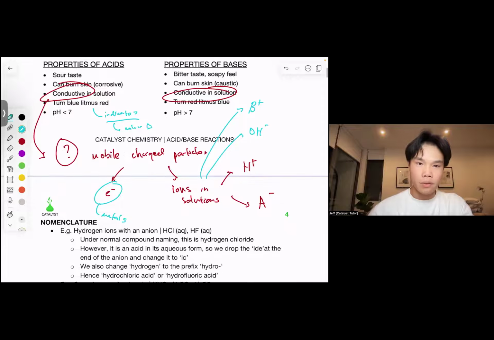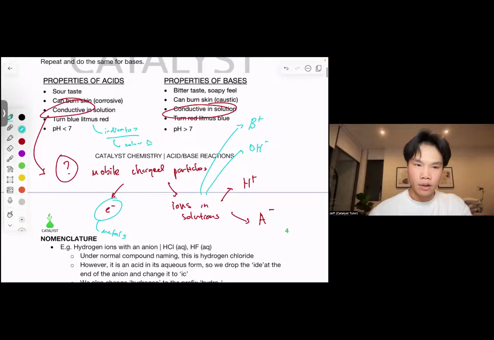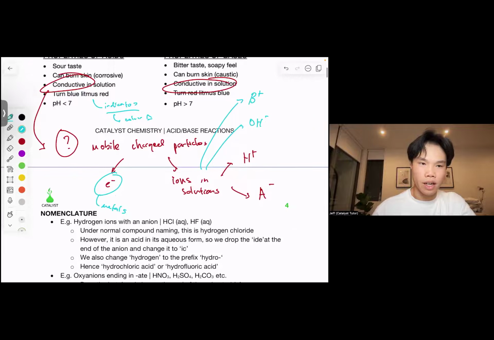pH less than 7, pH greater than 7. What is pH? How do you define it? Type in chat. What is pH? How do we define pH? Concentration of hydrogen ions. Good. I like Josh's response. Negative log 10 of the concentration of hydrogen ions. This is what you say. If it's pH, you're measuring the negative log of concentration of hydrogen ions. We'll talk more on it later.